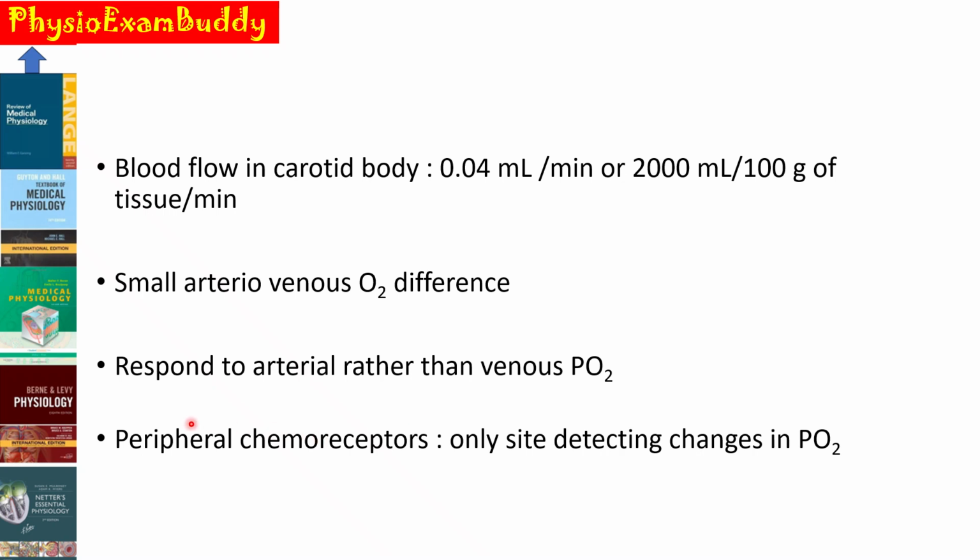And you should also keep in mind that the peripheral chemoreceptors are the only site in our body that detect the changes in the partial pressure of oxygen, and hence are responsible for all the increase in ventilation occurring in response to arterial hypoxemia.